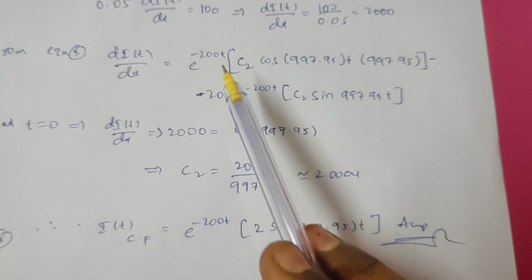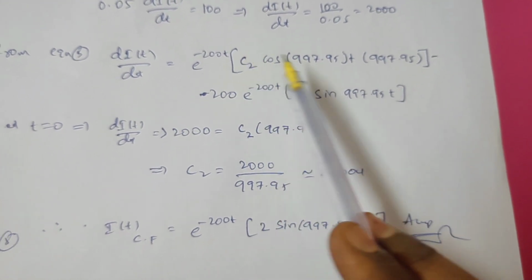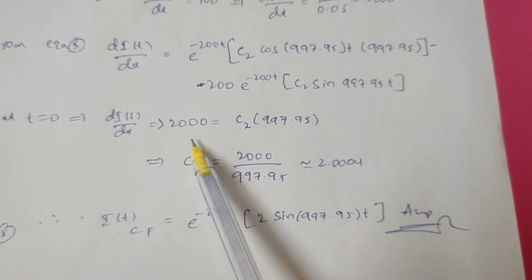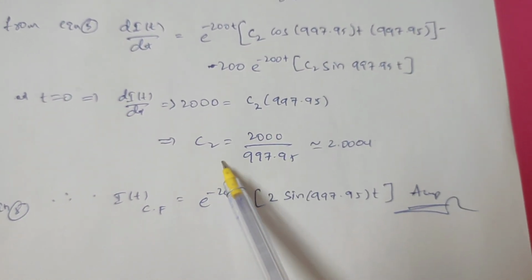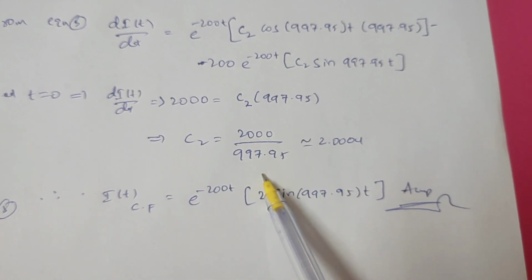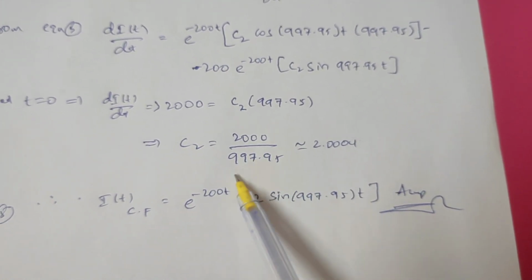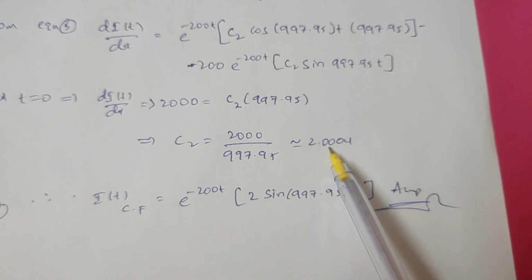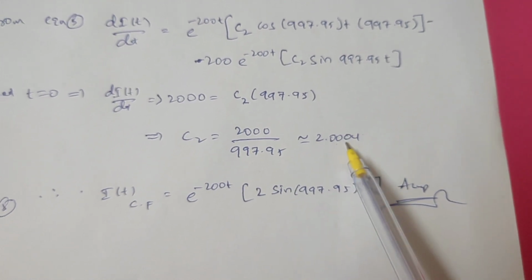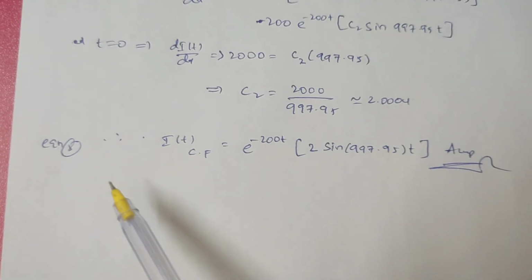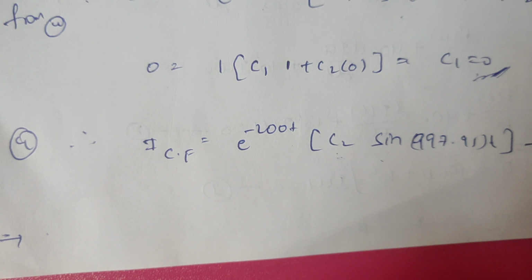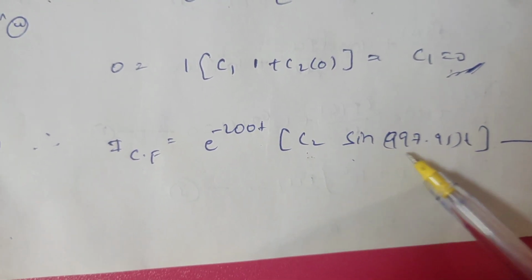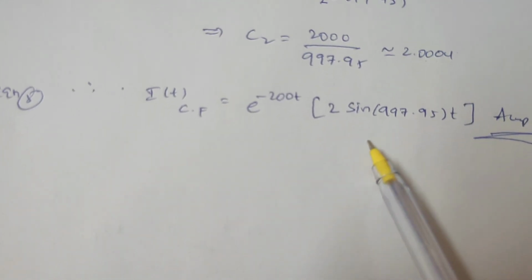So you are getting only the term di(t) by dt equal to 2000, which is equal to c2 cos 997.95 times 997.95. Here the exponential value becomes 1 and the cos value becomes 1. So you are getting 2000 equal to c2 into 997.95. From this we write c2 equal to 2000 by 997.95. On an average this value is nothing but 1000 by 1000, so we are getting a c2 value of 2. Simply substitute that c2 value in equation number 5, e power minus 200t into c2 sin 997.95t.